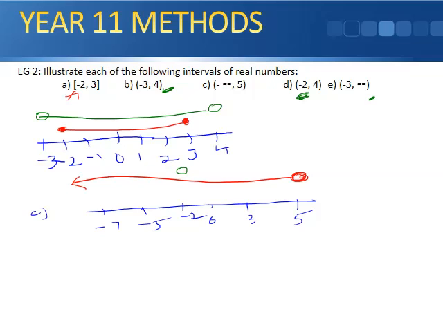The D, negative 2 is here. Open bracket, 4 is there, so it's those ones there. And I'll do this one in yellow, negative 3 to infinity. Negative 3 is over here, all the way down there.